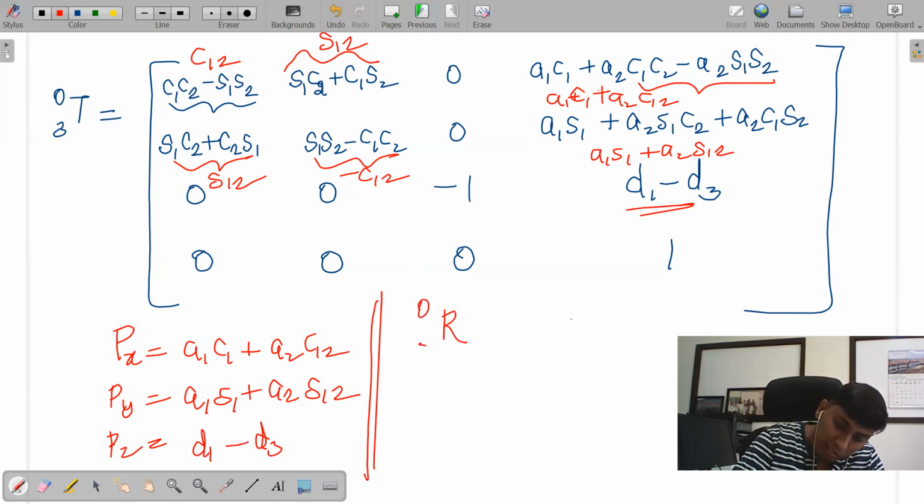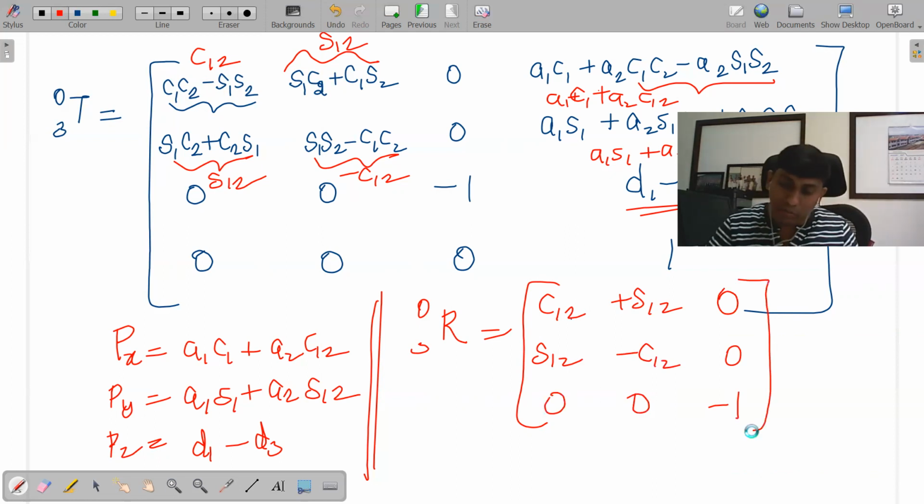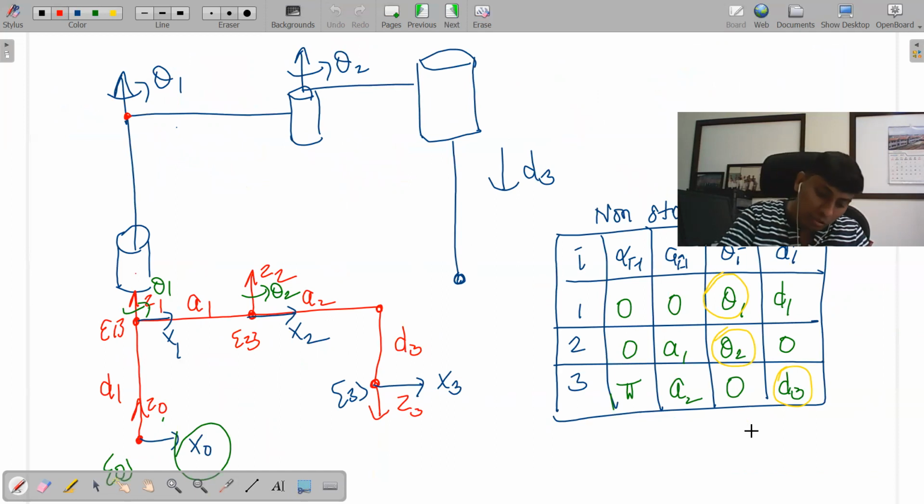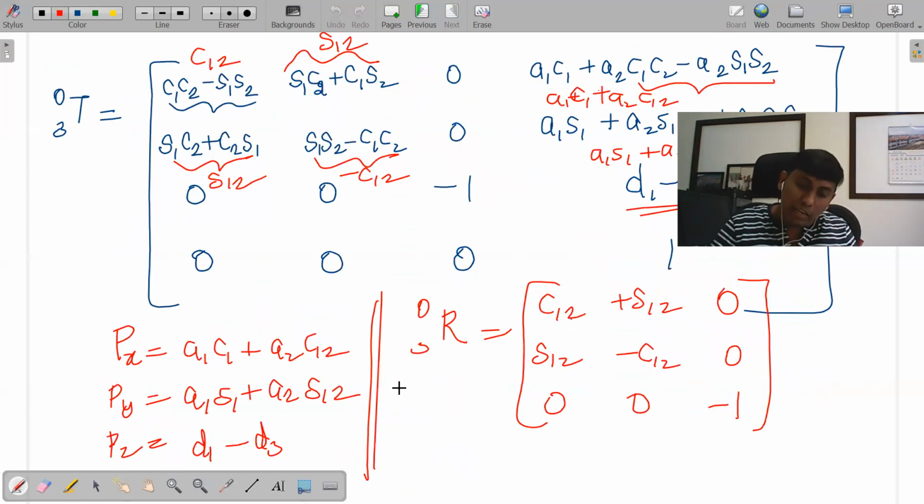So now similarly the rotation matrix. You can see C12, S12, S12 minus C12, 0, 0, minus 1, 0. You get the same thing, but you cross-check whether we are getting the same, right? When you substitute theta 1 and theta 2 as 0, Px is A1 plus A2, Py is 0 and Pz is D1 minus D3. And X1 is projected on X0, which means 1, 0, 0. Y3 is projected on the opposite direction of Y0, so 0, minus 1, 0. And the last one, Z3 is projected on Z0 but in the negative direction, so it is 0, 0, minus 1. So this is exactly matching, right?